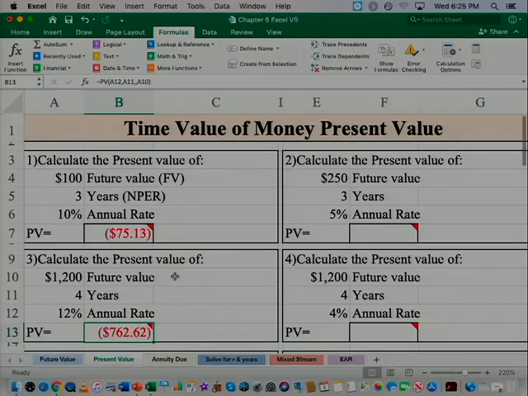And sometimes the way you want to look at it may be inflation, or it might be what you think you could invest that money for separately at a different level.